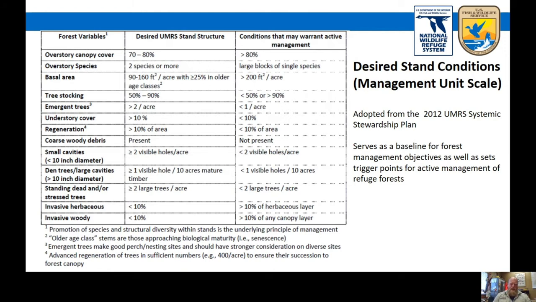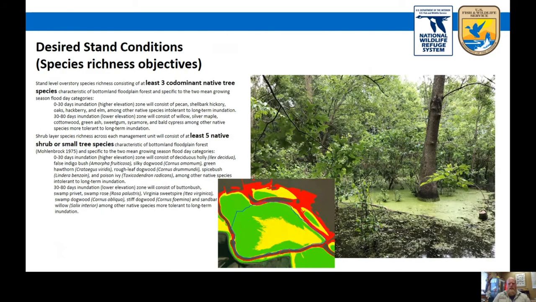The second column identifies trigger points that indicate the forest stand or management unit may warrant active management. For example, if we don't have enough snags per acre, we could girdle and create some snags. Or if our canopy cover is greater than 80%, we could break that canopy up with some active management. Species richness objectives included in the habitat management plan call for at least 3 codominant native tree species in the stand level.